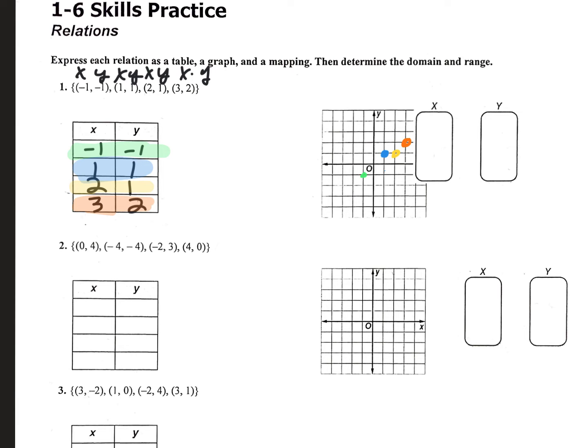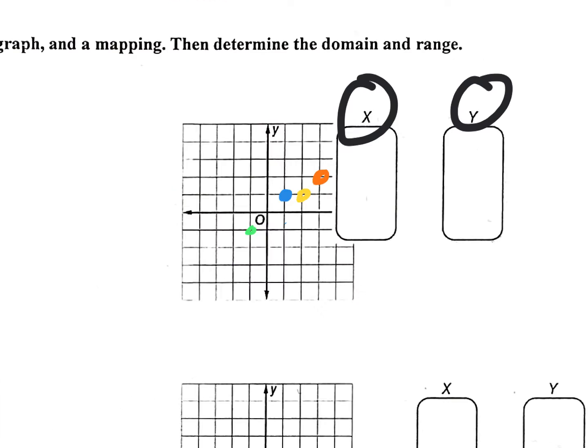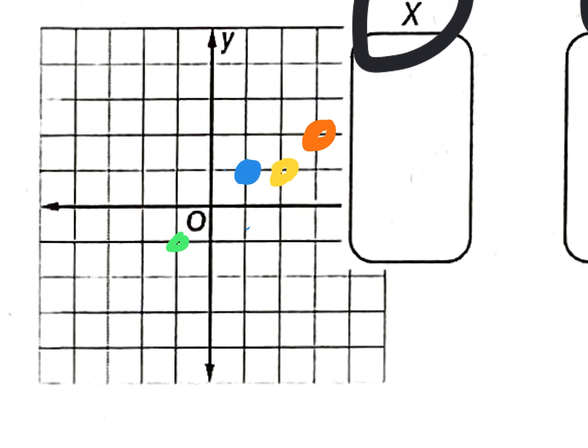So the mapping is the one thing that was kind of new for you guys. And it works very similar to the way the table works. Your X is on the left, your Y's are on the right. Here's where it's different. My X coordinates, I just have a -1, +1, 2, and 3, right? So I'm literally just going to write them straight off the table.